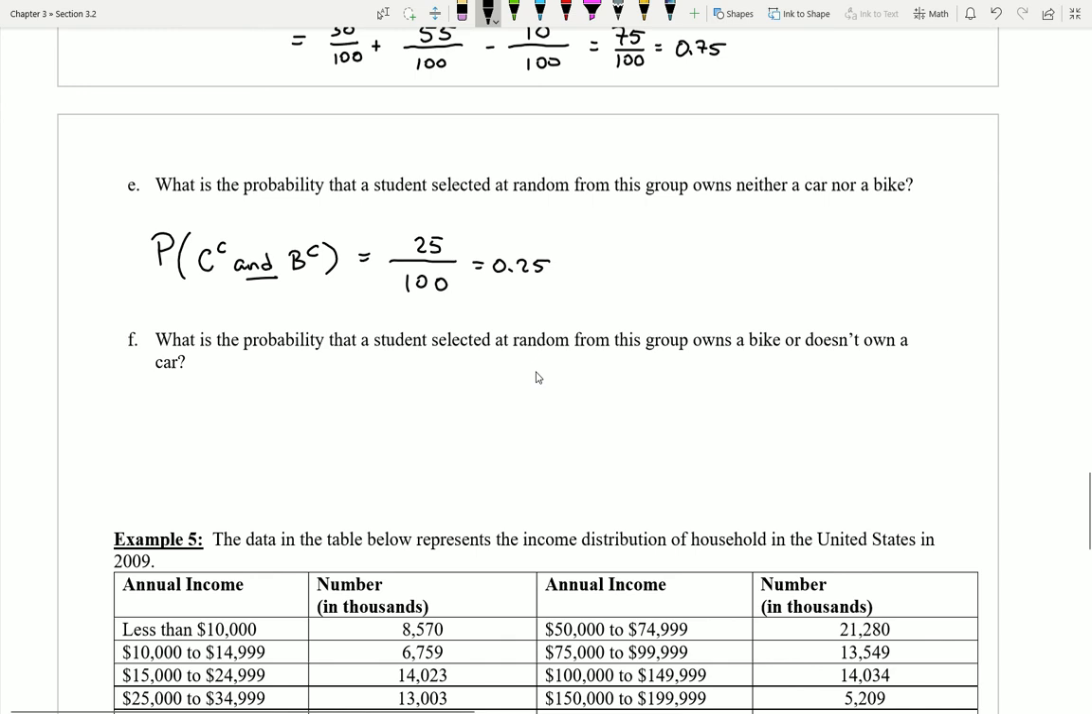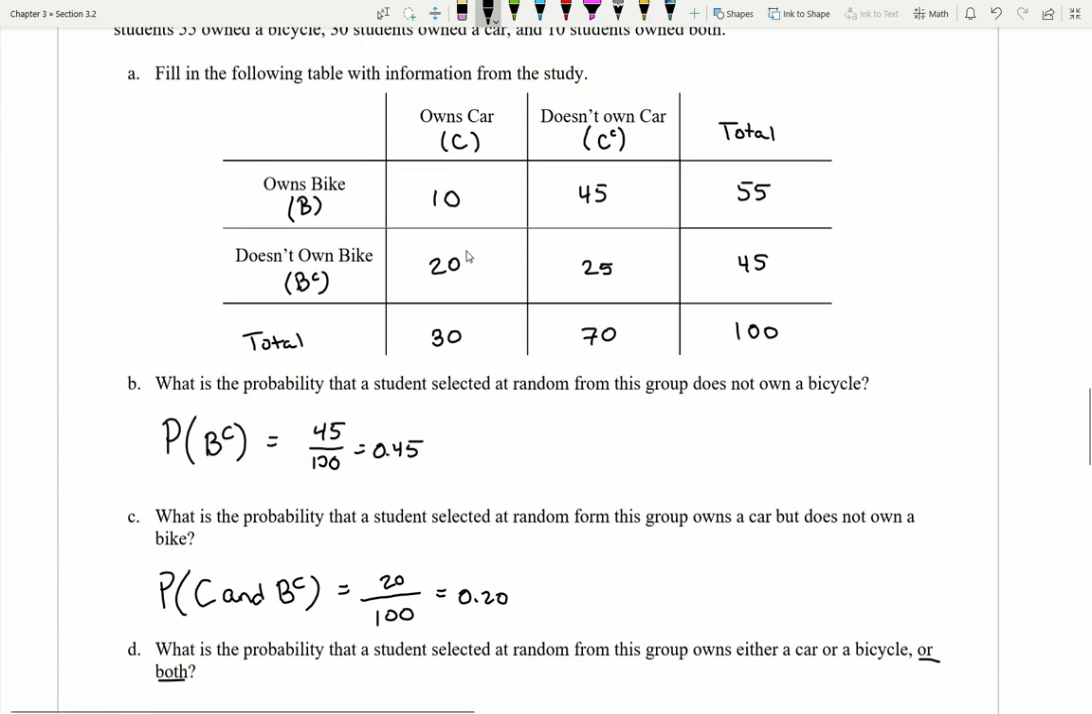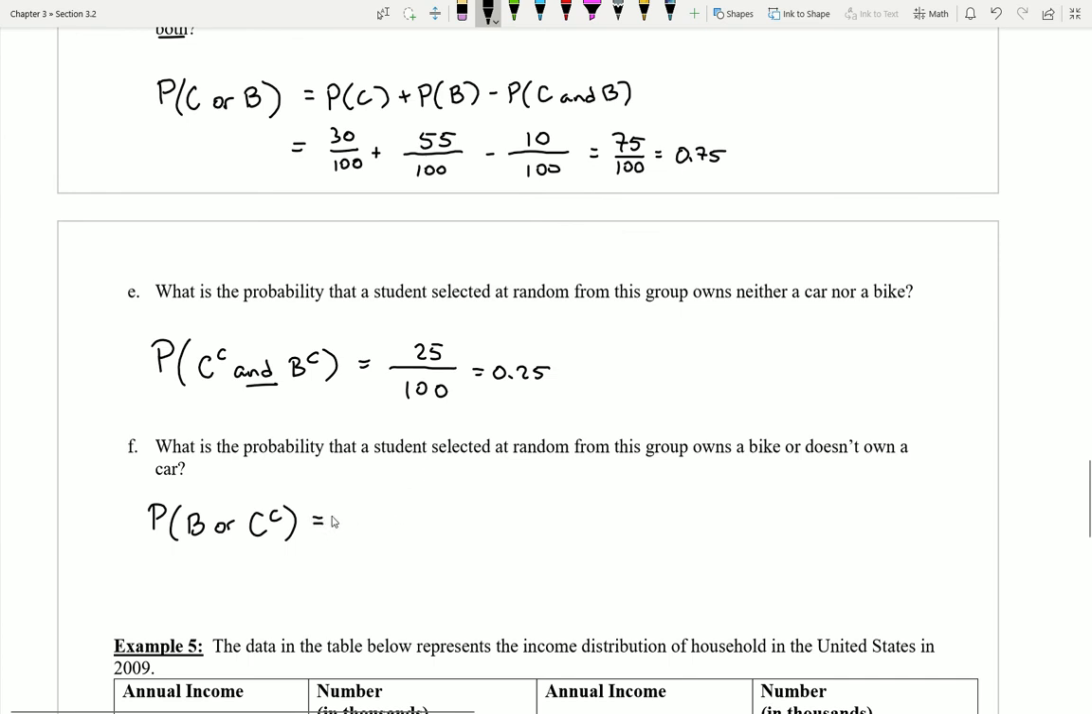Okay, let's take a look at the very last one. What is the probability that a student selected at random from this group owns a bike or doesn't own a car? All right, well, let's see. Is it possible that there's an overlap here? Could it be the case that someone could own a bike and not have a car at the same time? Well, yeah, it looks like that's these people. They exist. It's possible to do this. So I'm going to set this up just like we did before with this general addition rule. I'll do the probability of each thing and then just subtract the overlap.